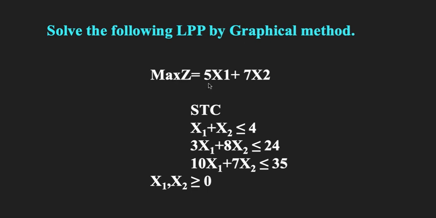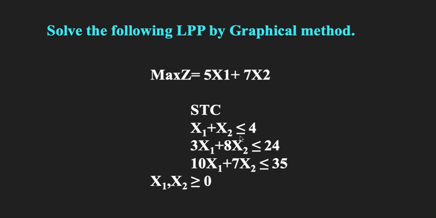We have max z is equal to 5x1 plus 7x2 subject to constraints x1 plus x2 is less than or equal to 4, 3x1 plus 8x2 is less than or equal to 24. Then we have 10x1 plus 7x2 is less than or equal to 35, and x1, x2 is greater than or equal to 0. Here the first step that we have to follow is to change this inequality into equality.